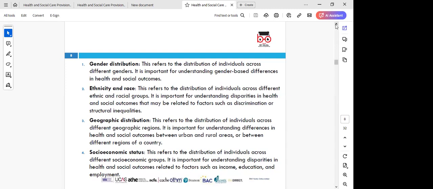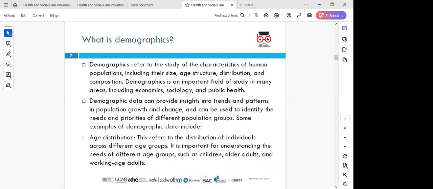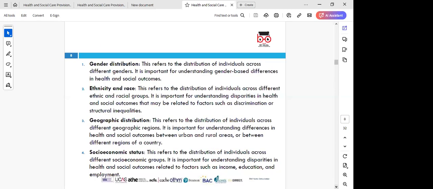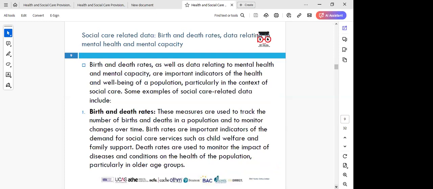Then we have to look into what we call geographic distribution. Geographic distribution refers to the distribution of individuals across different geographic regions. It is important for understanding the difference in health and social outcomes between urban and rural areas or between different regions of a country. This is what we call geography.